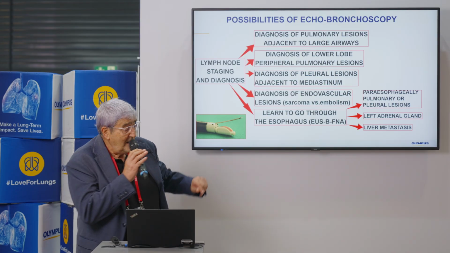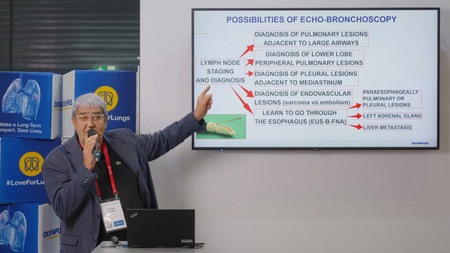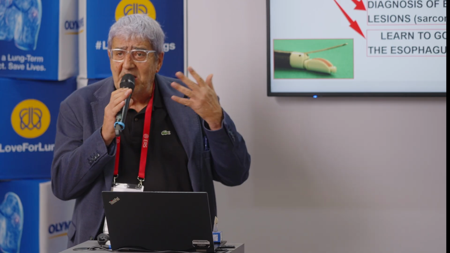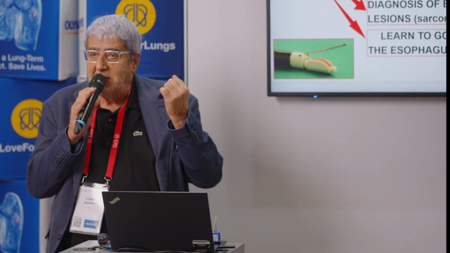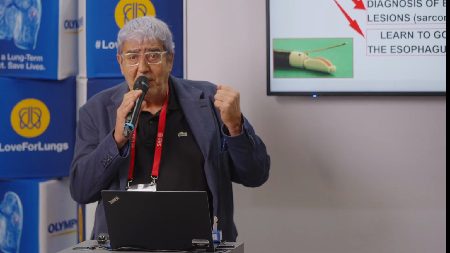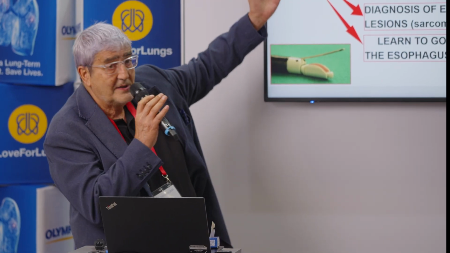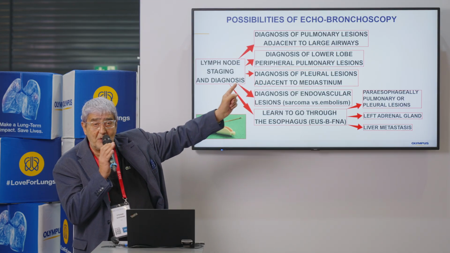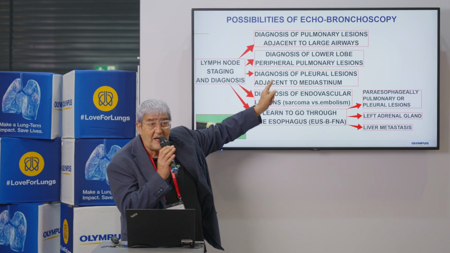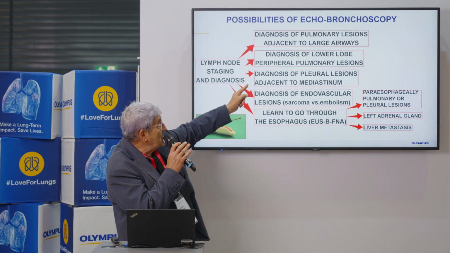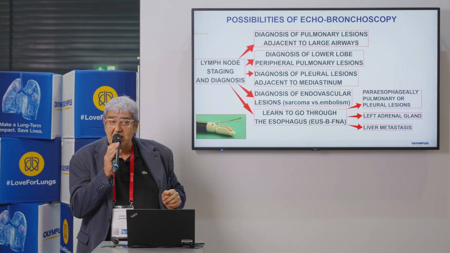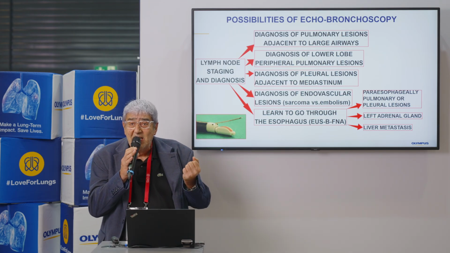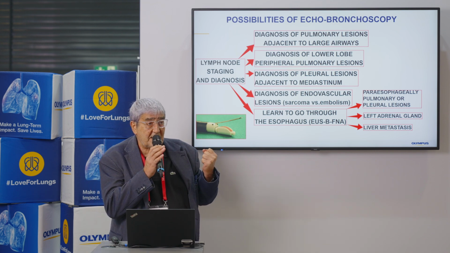Well, lymph node staging and diagnosis was the first application of EBUS-TBNA. But in the following years, we realized that with linear EBUS, it was possible also to have other indications: to diagnose pulmonary lesions adjacent to the large airway, to diagnose peripheral pulmonary lesions, to diagnose pleural lesions adjacent to the mediastinal. We learned to go through the esophagus, and this was really a great advantage for the pulmonologists.